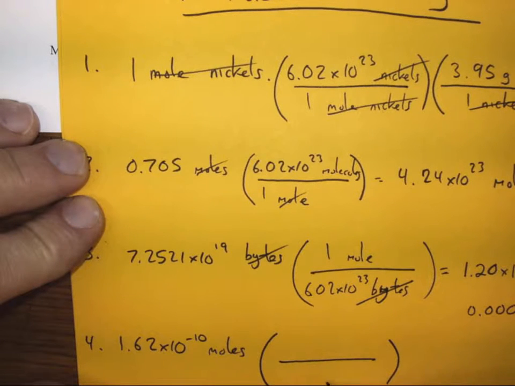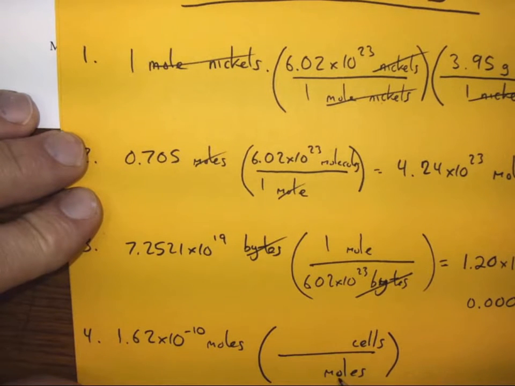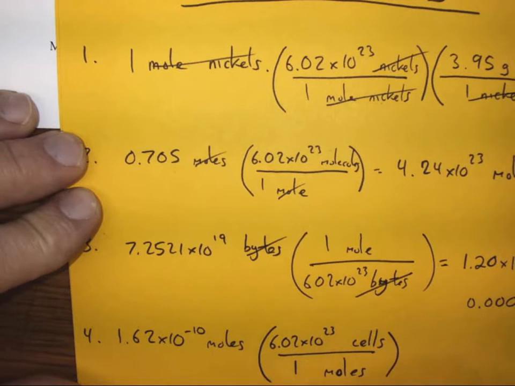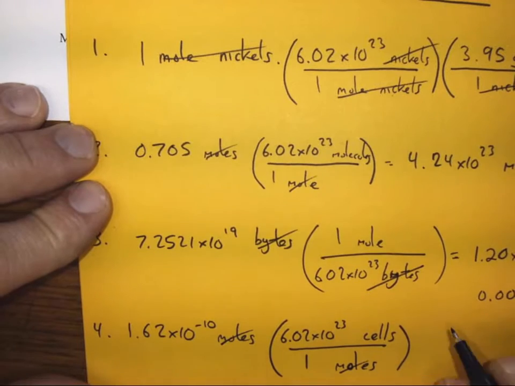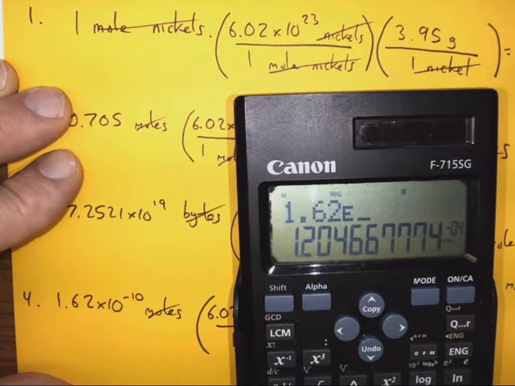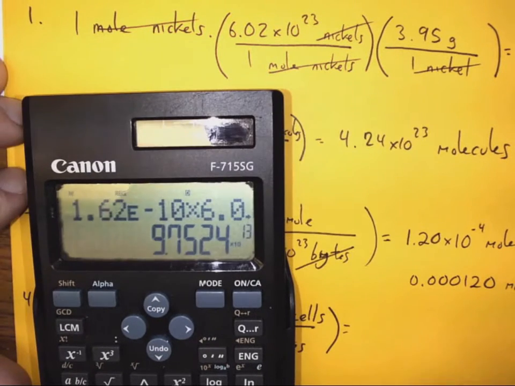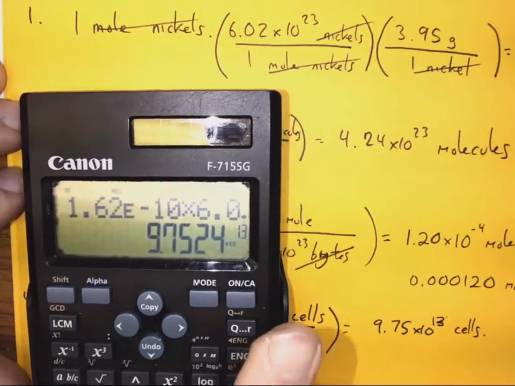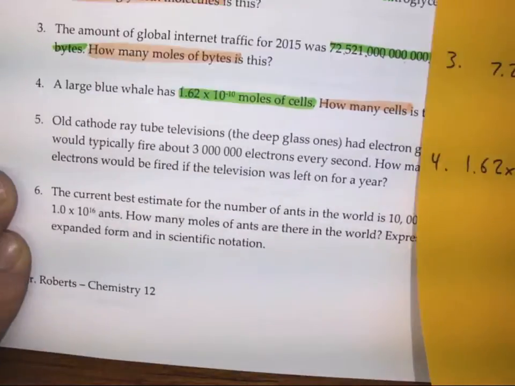So first I need to cancel out moles diagonally. And I want cells as my new unit. Well, how many cells is a mole of cells? Well, same number of things as anything is of a mole. It's 6.02 times 10 to the 23 cells is 1 mole. So my moles end up canceling diagonally. And I've found out the number of cells. I just need to punch that into a calculator now. 1.62 times 10 to the negative 10. And I'm going to multiply that by 6.02 times 10 to the 23. And I get 9.75 times 10 to the negative, pardon me, to the positive 13 cells, which is a healthy number of cells for any being. Moving on.